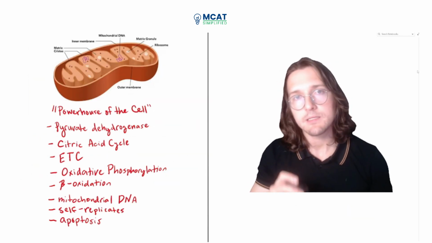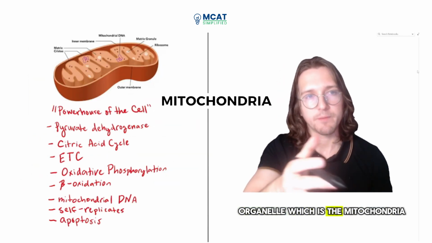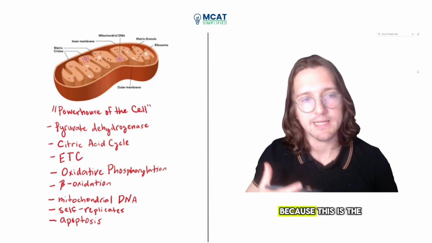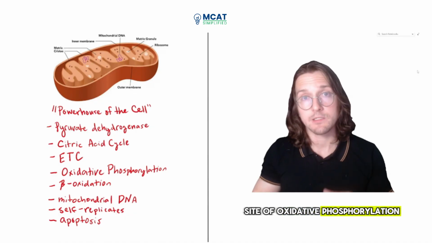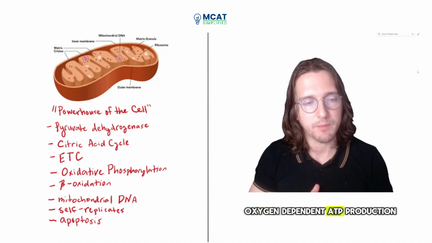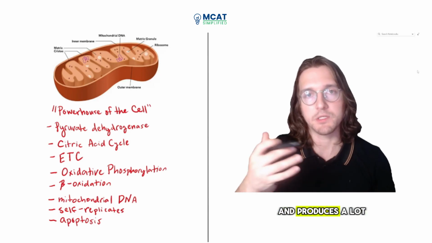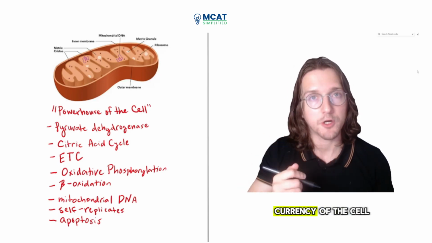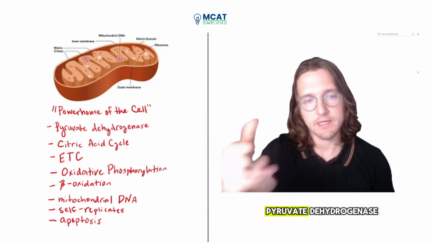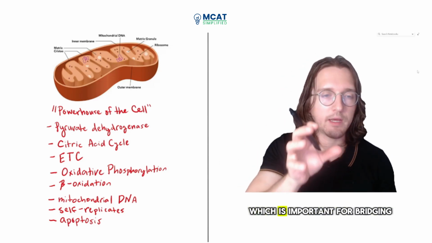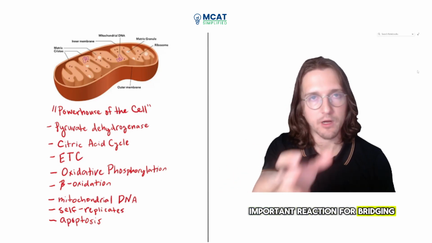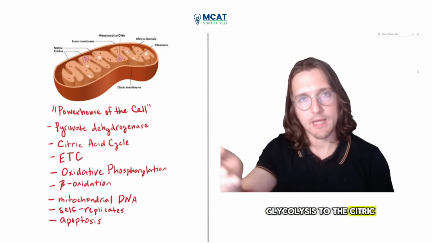And lastly, we have everyone's favorite organelle, which is the mitochondria, the powerhouse of the cell. And it's the powerhouse of the cell because this is the site of oxidative phosphorylation, which is aerobic ATP production, oxygen-dependent ATP production, which is very efficient and produces a lot of ATP, okay, which is the energy currency of the cell. Now, it's also the site of the enzyme pyruvate dehydrogenase, which catalyzes an important reaction for bridging glycolysis to the citric acid cycle.